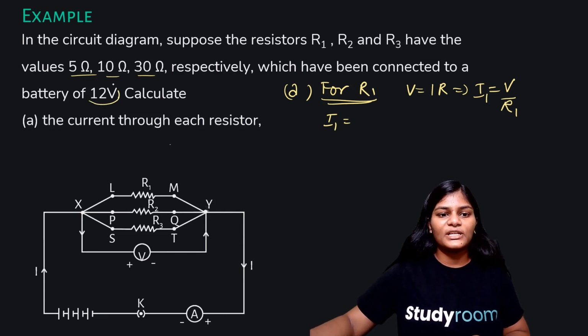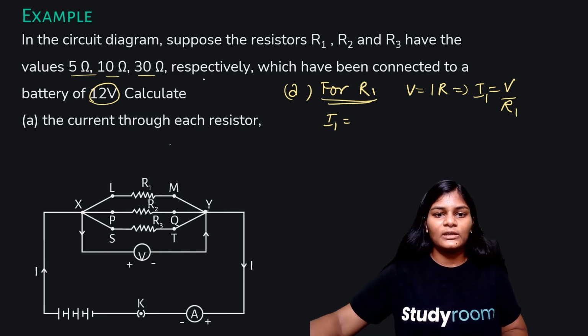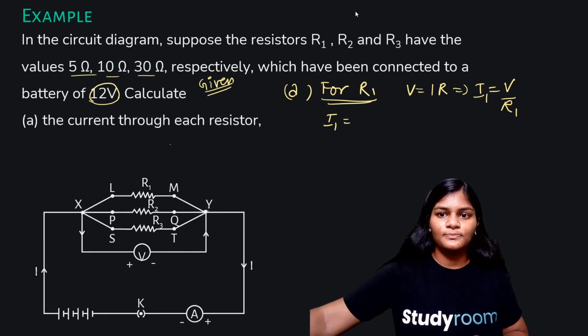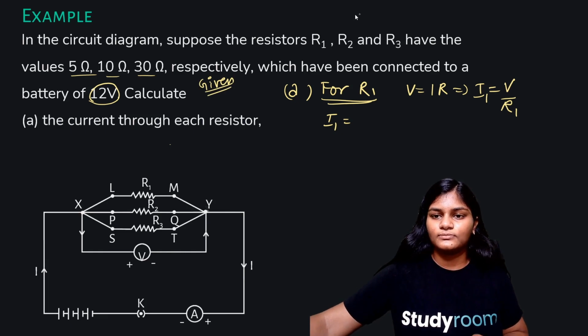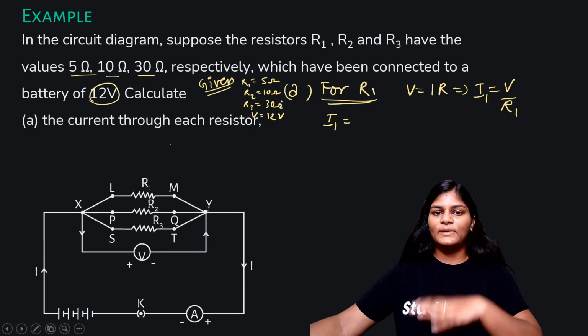It is connected to a battery of 12 volts. So you can make the given here. I forgot to write the given. You can write the given information. So you can write that we are given that R1 is equal to 5 ohm, R2 is equal to 10 ohm and R3 is equal to 30 ohm and voltage is equal to 12 volt, and then you start your A, B and C parts.